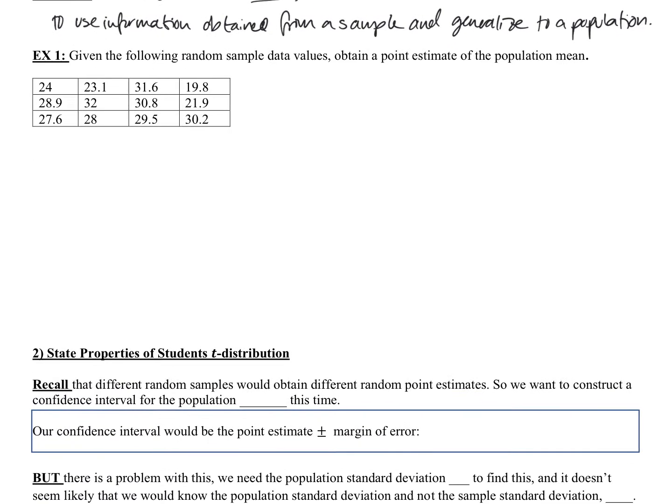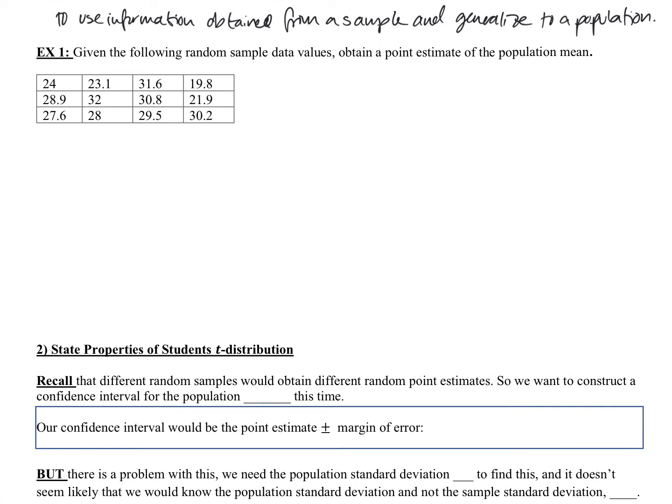Alright, example 1. Given the following random sample data values, obtain a point estimate of the population mean. Alright, so this is just a random sample from the population. We're going to go ahead and find the mean. Well, the sample mean, actually let me go ahead and rewrite this on the side so I can write it all out. You add up all the values and divide by the total, right?